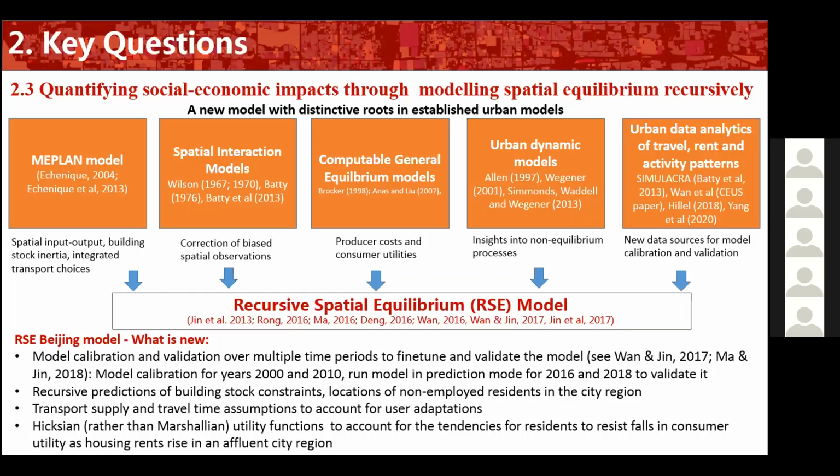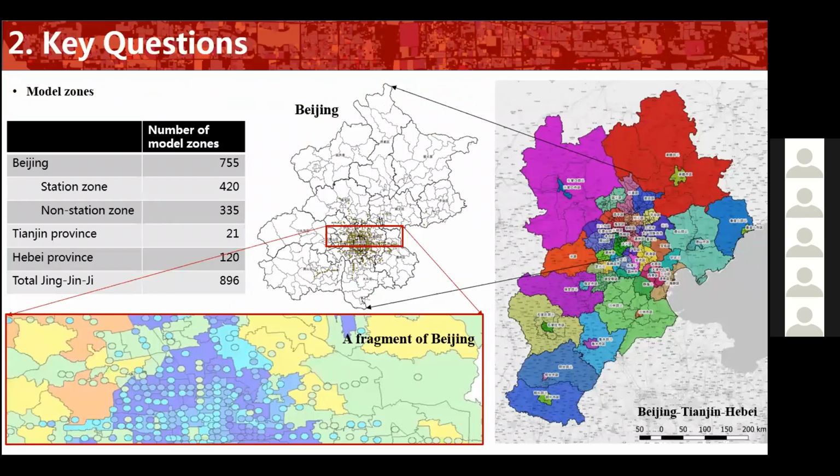So this is the model I'll show you. The RSE Beijing model covers the entire Beijing, Tianjin, Hebei province megacity region, with the subway station catchment areas separately identified. So the number of model zones is about 700, including 420 station zones.